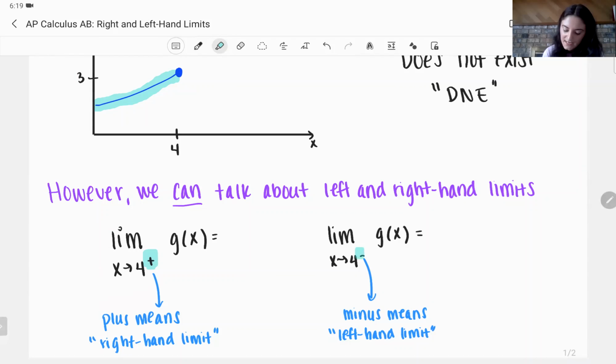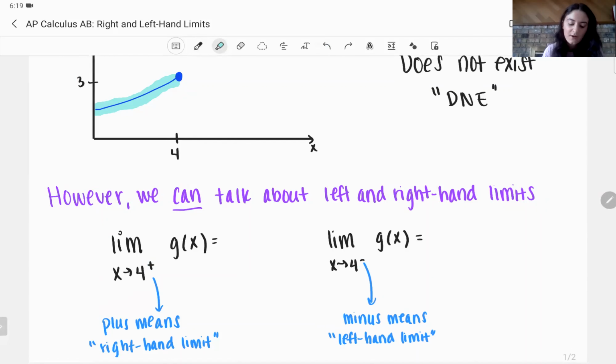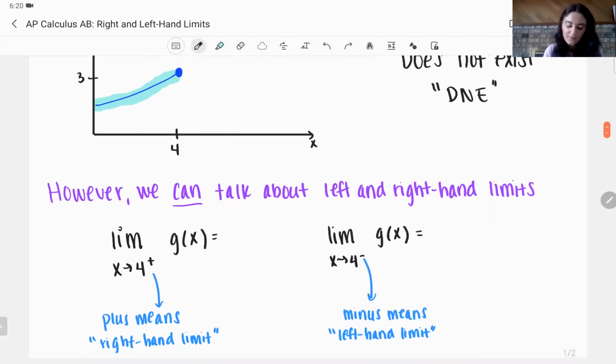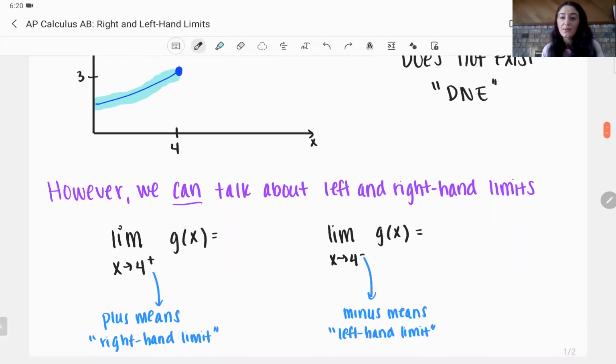And then if you put a little minus next to the x value you're approaching, that means we're specifically talking about a left-hand limit. So even though this weird function g of x doesn't have what I call an overall limit, even though this right here doesn't exist, we can still talk about the limits from the left and the right. Those are still things that exist and are perfectly valid.